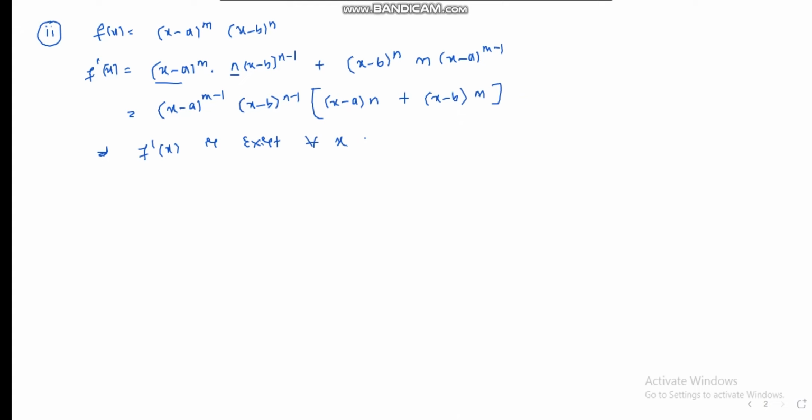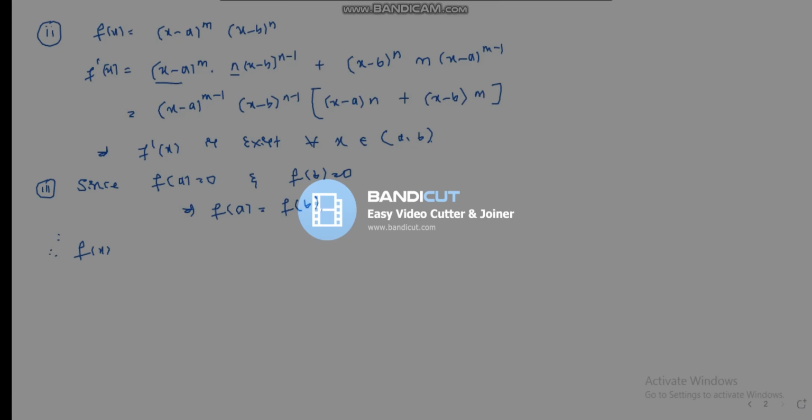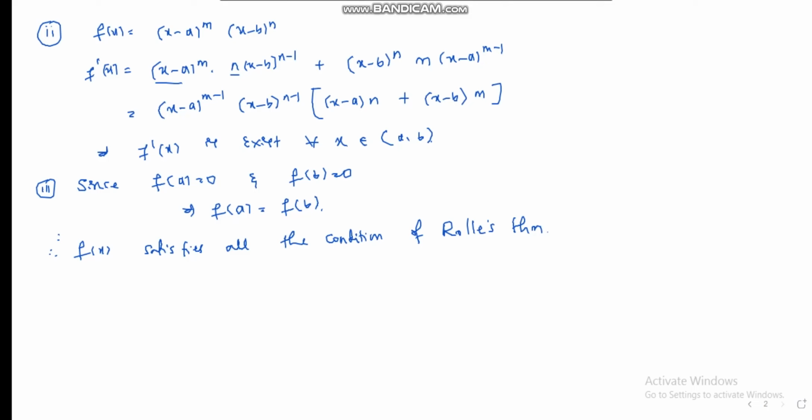It means the derivative of f(x) exists for all x belonging to the open interval (a, b). Therefore it is differentiable. Then we go to the third condition. In the third condition, we know f(a) is equal to 0 as well as f(b) is equal to 0. So we already proved this. Therefore f(a) is equal to f(b). So f(x) satisfies all the conditions of Rolle's theorem.